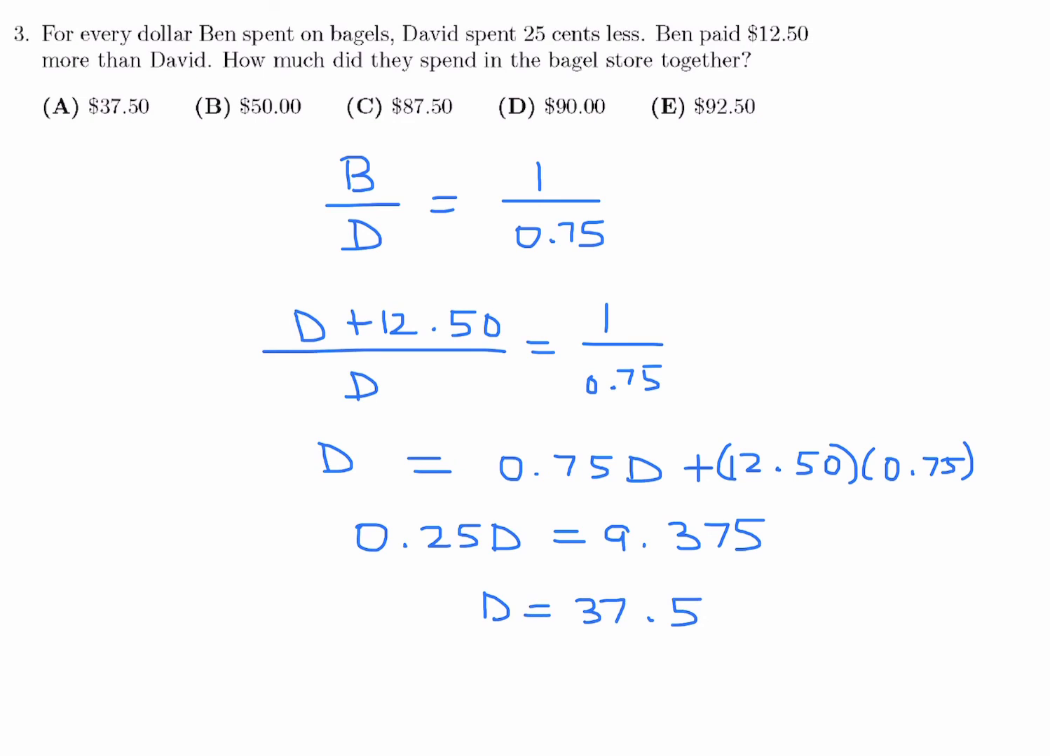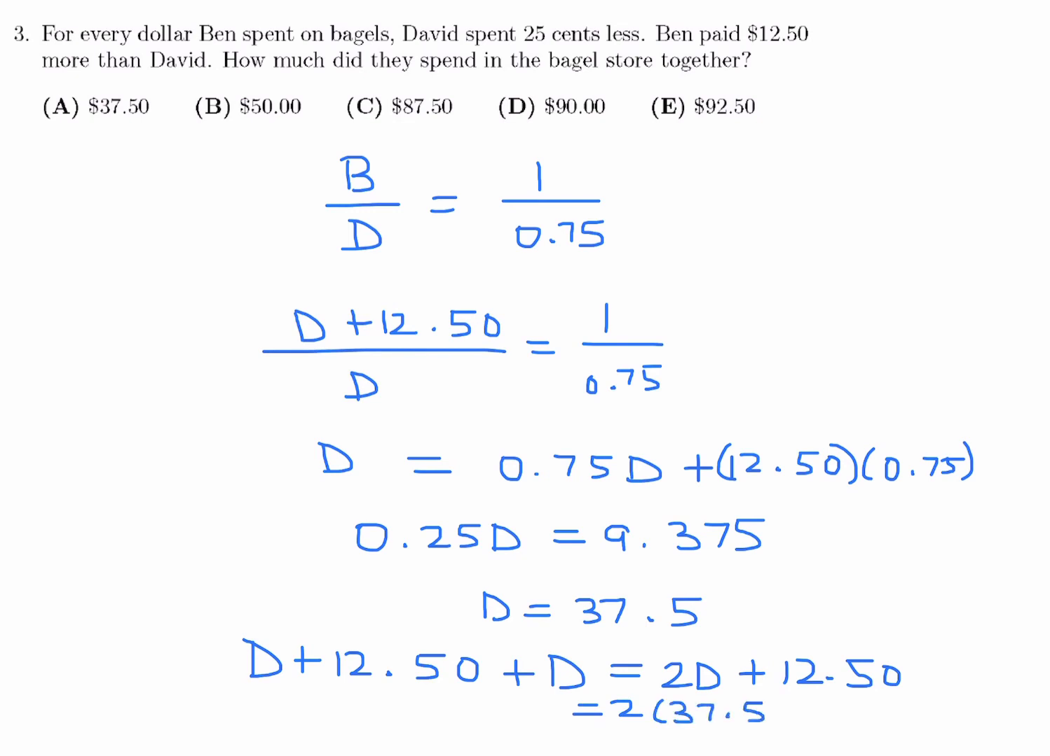So finally, they want how much both of them spent. Well, Ben is D plus 12.50. David is just D. That combined is the total. So that's 2D plus 12.50. And D is 37.5. So that plus 12.50. Let's see, 75 plus 12 is going to be 87.5. $87.50. So number 3, the answer is C.